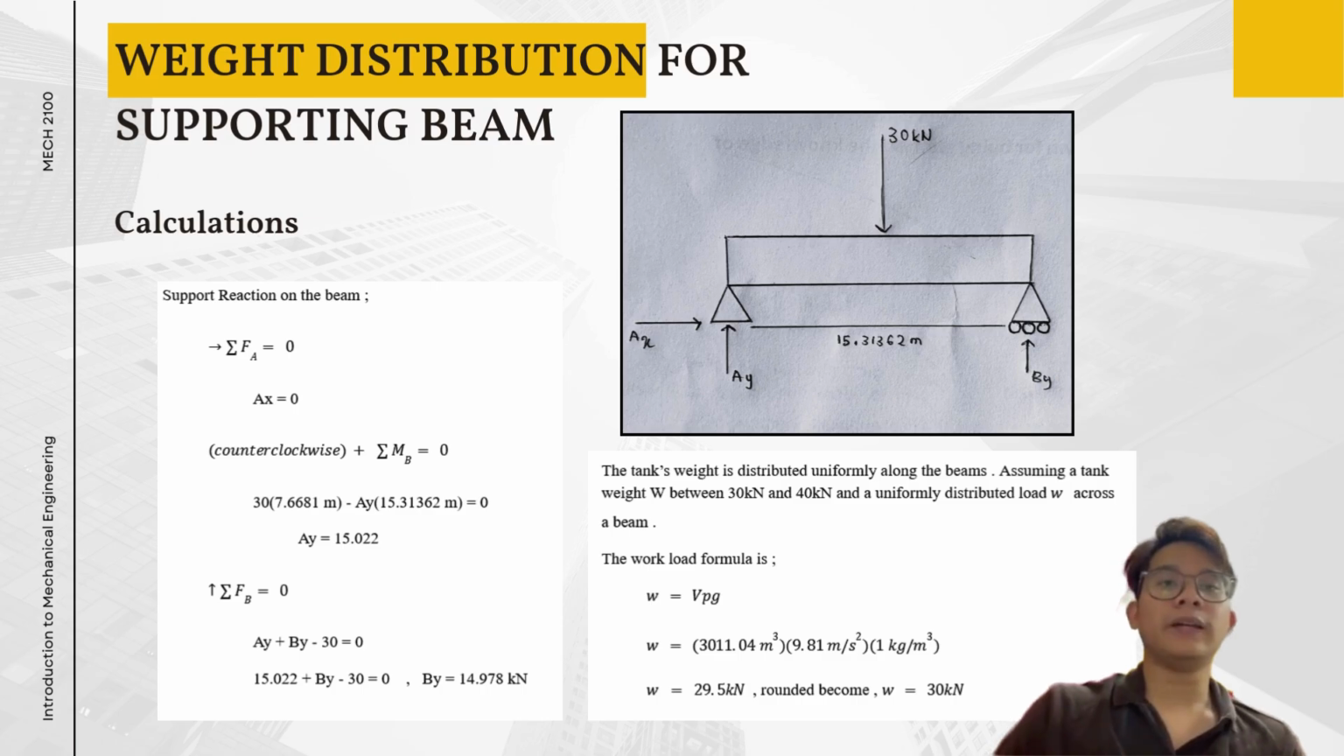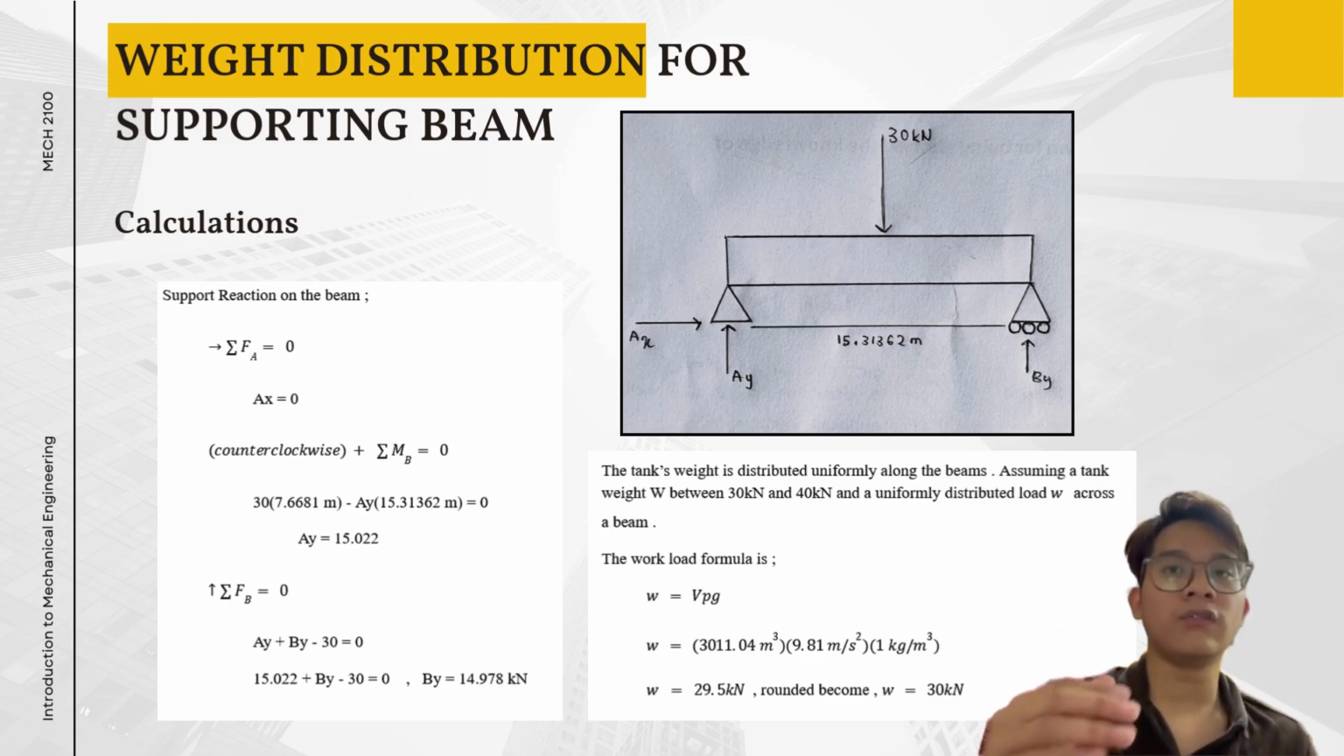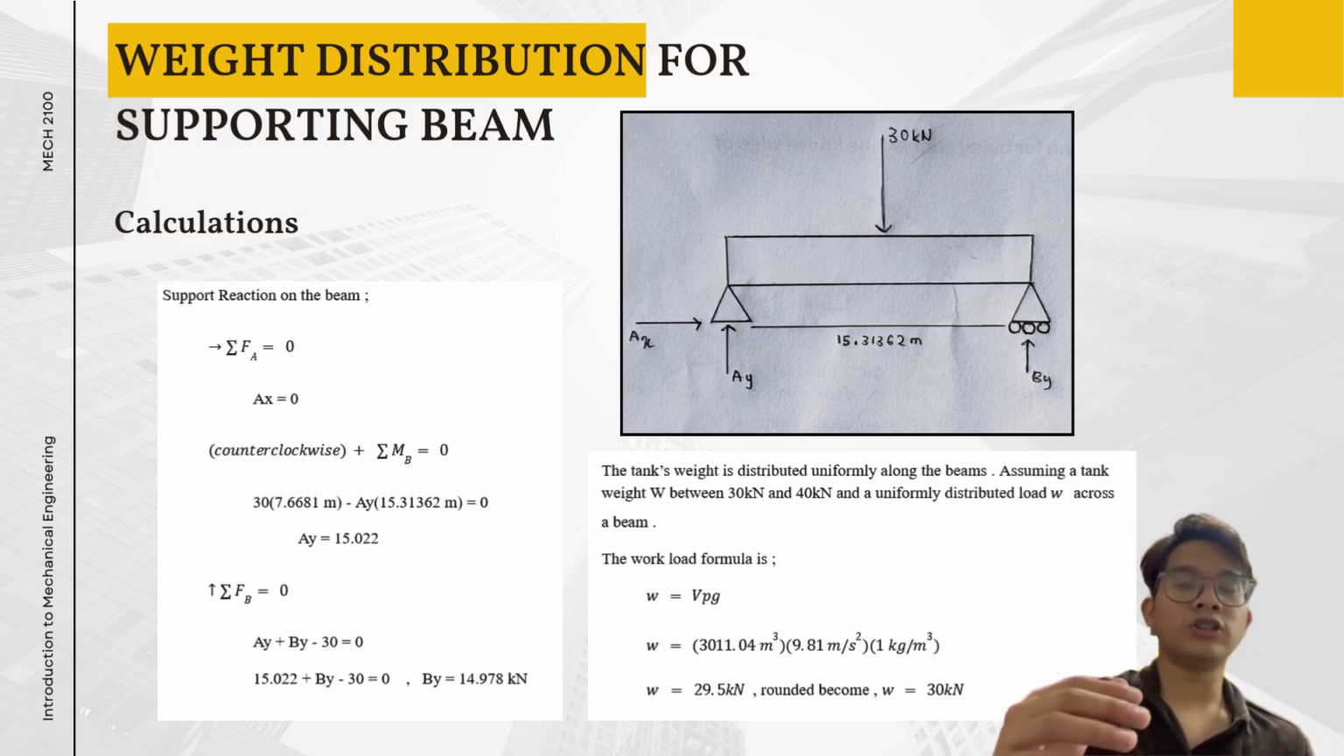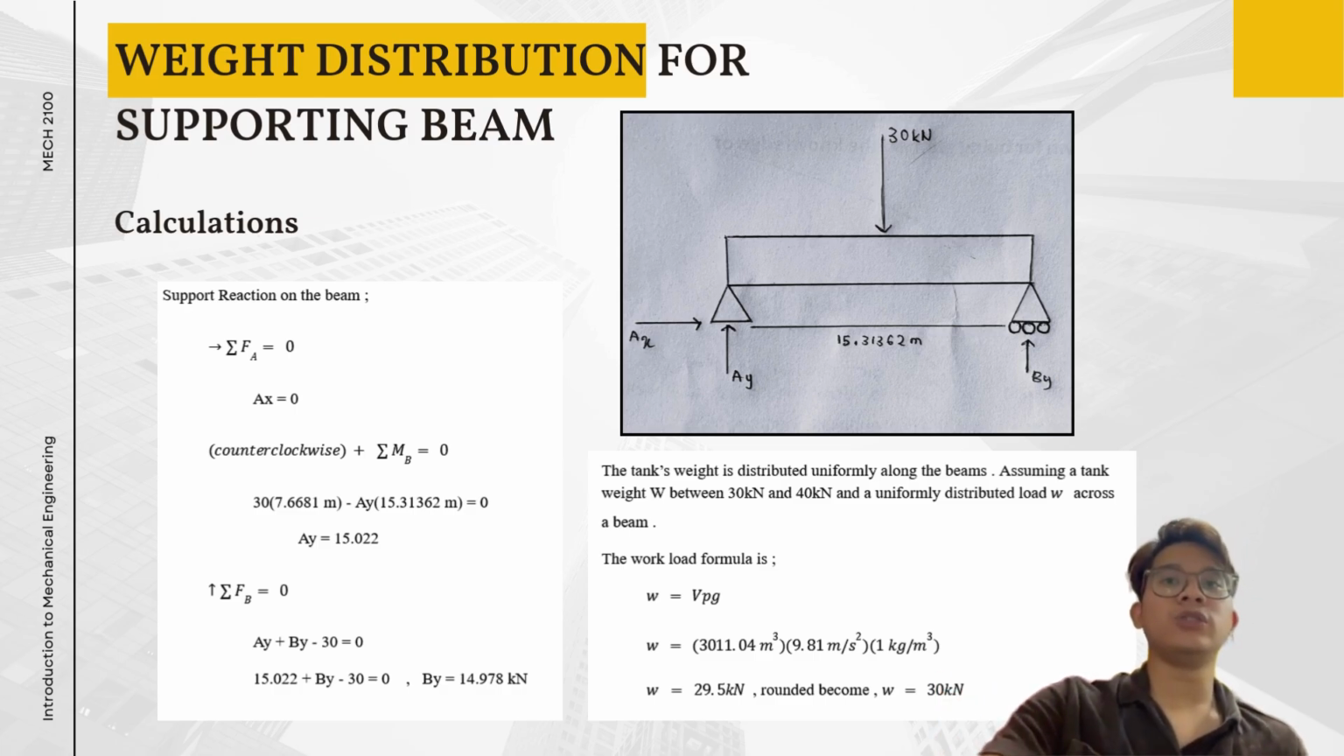Okay, so by applying the engineering statics knowledge, we start by calculating the horizontal force. We sum up the horizontal force FA equal to 0. So we got AX equal to 0 because the horizontal force only acts at support A. Next we calculate the moment force.